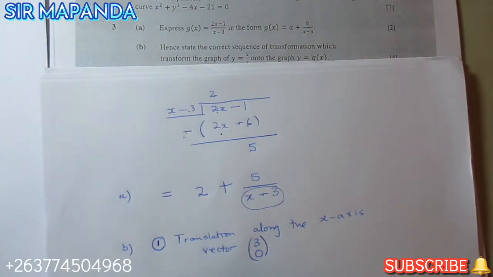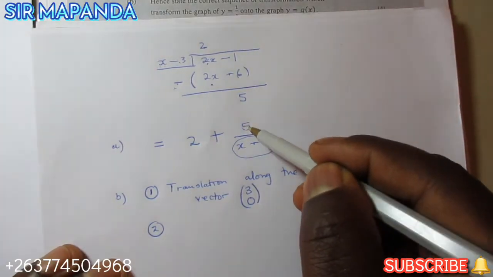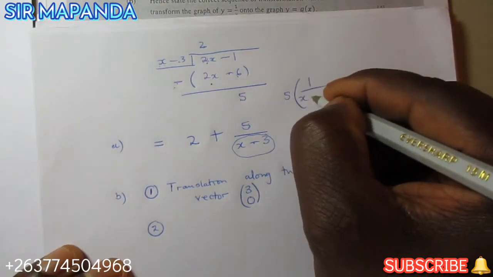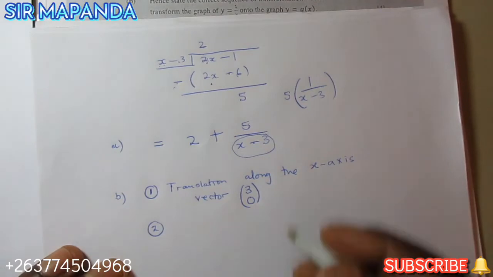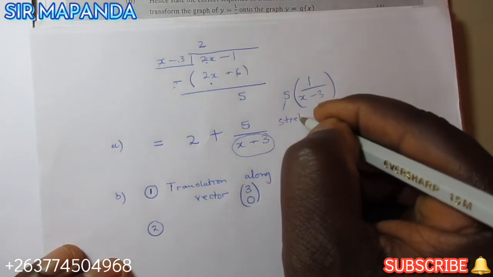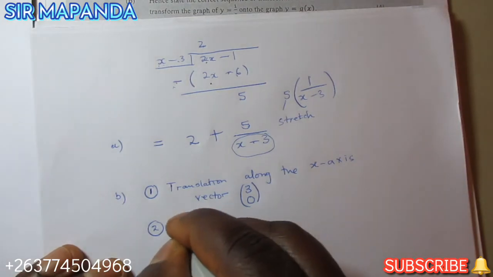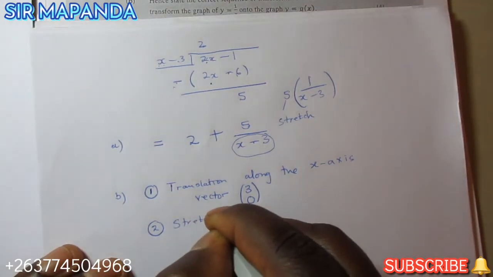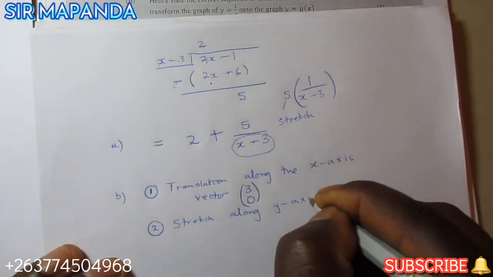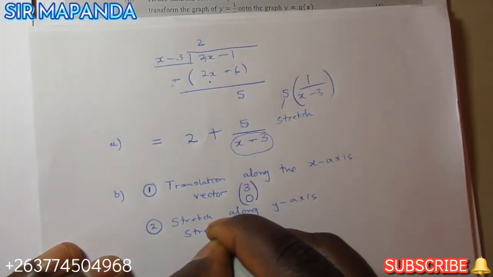Then we move on to the second sequence. Right, the second sequence is going to be obtained on 5. Right, 5 is multiplying 1 over x minus 3. This 5, which is multiplying 1 over x minus 3, represents a stretch along y-axis. So you write stretch along y-axis. Then do not forget to give the stretch factor.